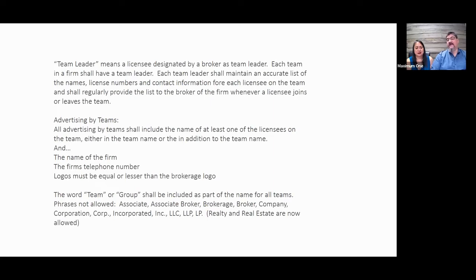At first, they weren't going to allow real estate or realty in the team names, and now they are. So now you can be ABC Realty Team Group, or ABC Realty Team, or ABC Team Realty Group now. Right. But so you can have realty and real estate in your team name, but you now must include the word team or group now. So those are really, really big issues that we wanted to kind of cover.